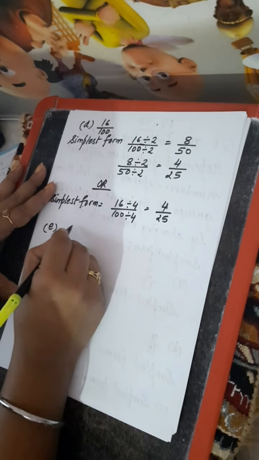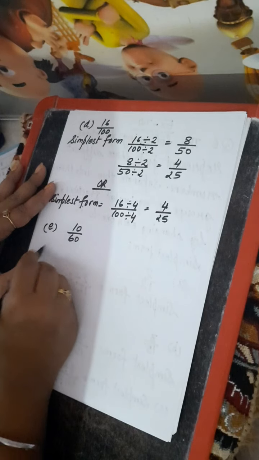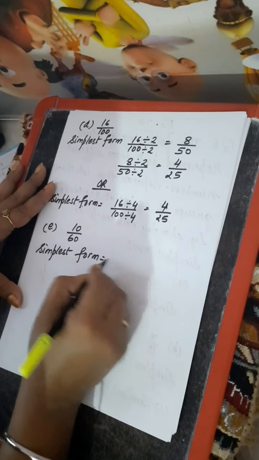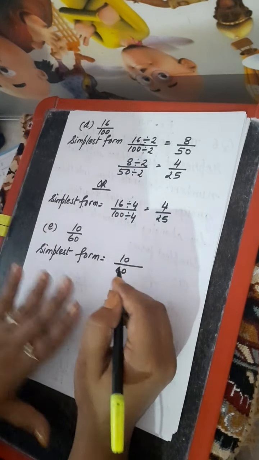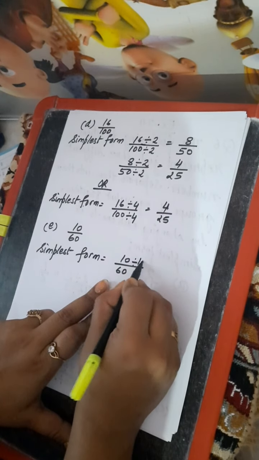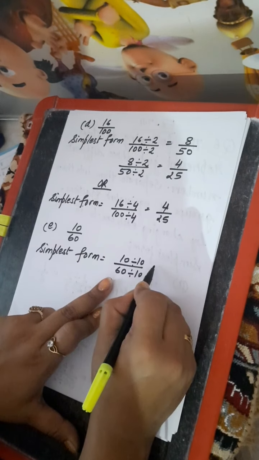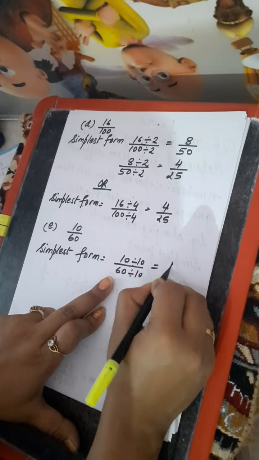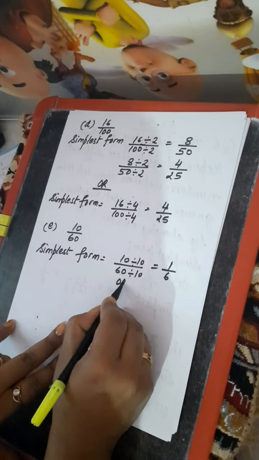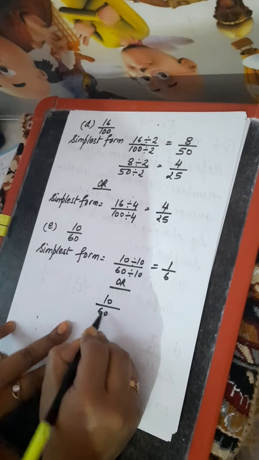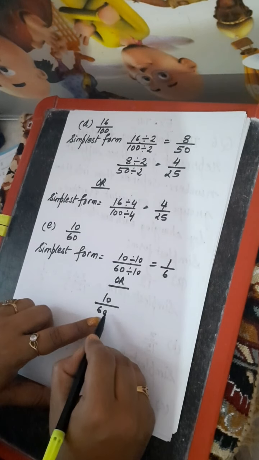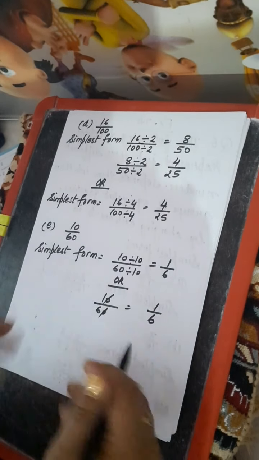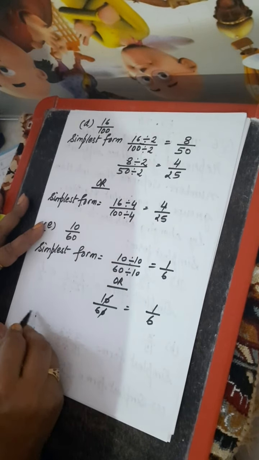Next we have E part, 10 upon 60. I have to convert into the simplest form. Here 10, here 60. Both numerator and denominator are divisible by 10, because we have 0 at the one's place in both. So my answer is 1 upon 6. You can also write like this: 10 upon 60, here 0 and this 0 at the end you can cancel like this. Again you have 1 upon 6. So it's up to you, whichever way you want to opt.